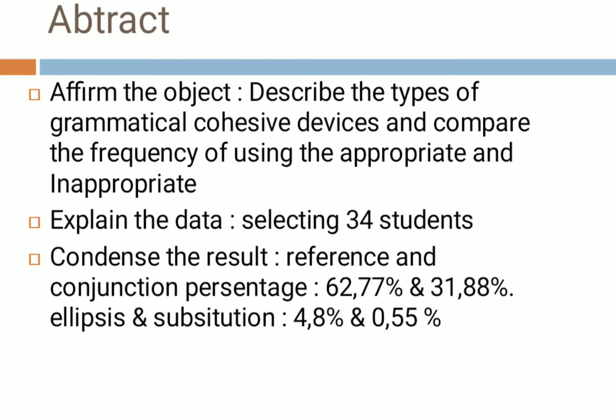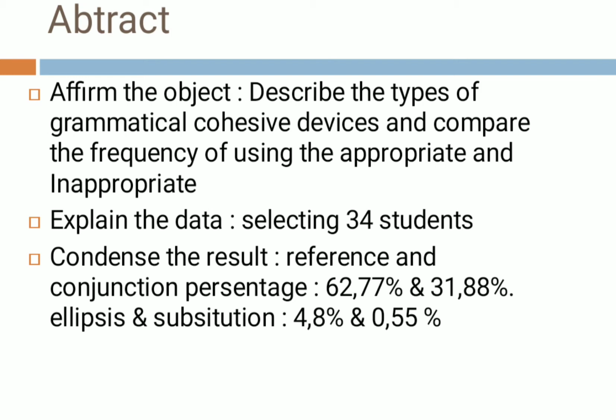The second is to explain how the data was collected. The students were chosen by selecting only 34 students. Those four grammatical cohesive devices are reference, conjunction, ellipsis, and substitution. And the last thing we consider is to condense the result.